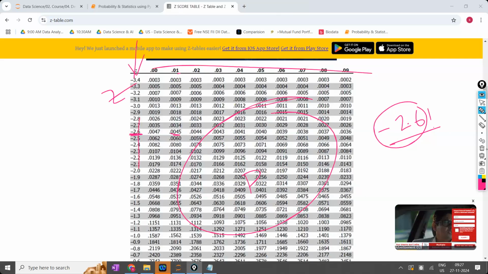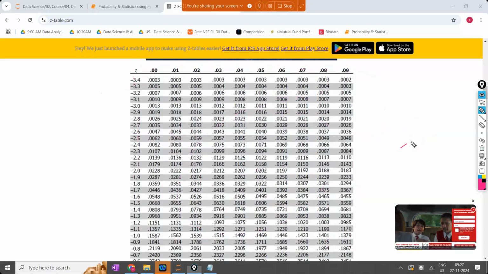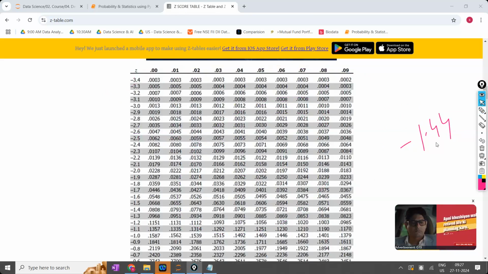Now for example, if I want minus 1.44, how to calculate the answer for minus 1.44? First, minus 1.4 here. Then again 4, that is 0.0749. Like that we have to calculate. Is the point clear?